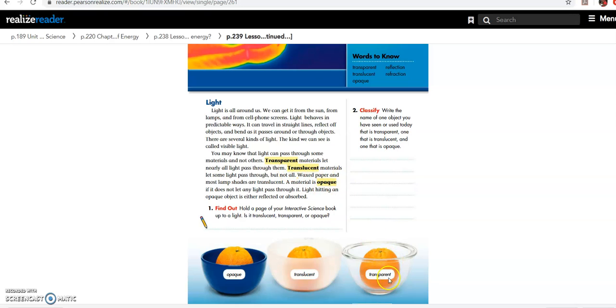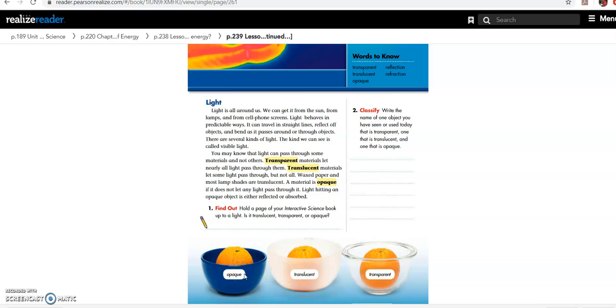Now, transparent material, as I can see here in this glass bowl, lets all light pass through it. It doesn't stop any light. I can clearly see what is on the inside, like a window, transparent. Translucent materials let some light pass through, but not all. It says wax paper and lampshades are translucent. Do you have any lampshades that are translucent at your house? Yeah, and so I can see the orange inside, but it's not as clear.